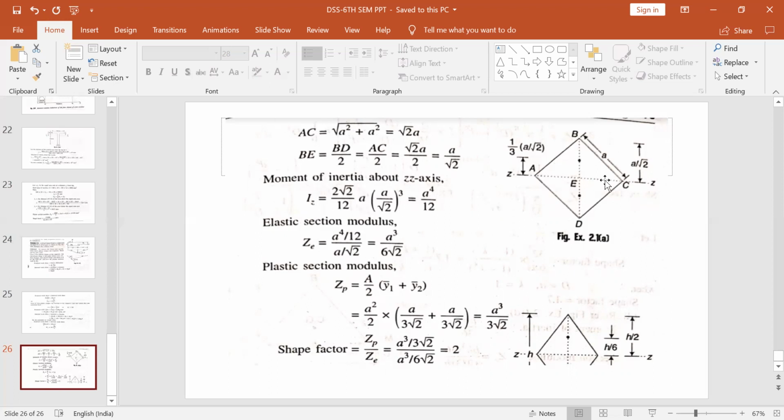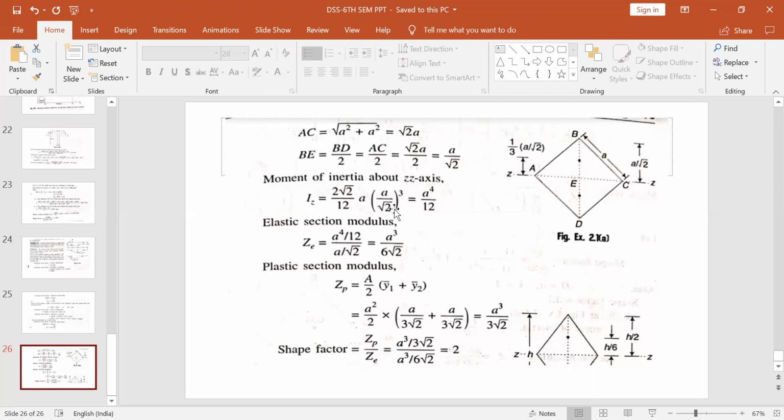Now what will be the section modulus? I by y bar. So I is A to the power 4 by 12. What is y bar? Y bar will be the distance from the bottom fiber to this axis, the base diagonal, which is A by root 2. So put A by root 2. So Ze is A cube by 6 root 2. So you have found out the elastic section modulus.